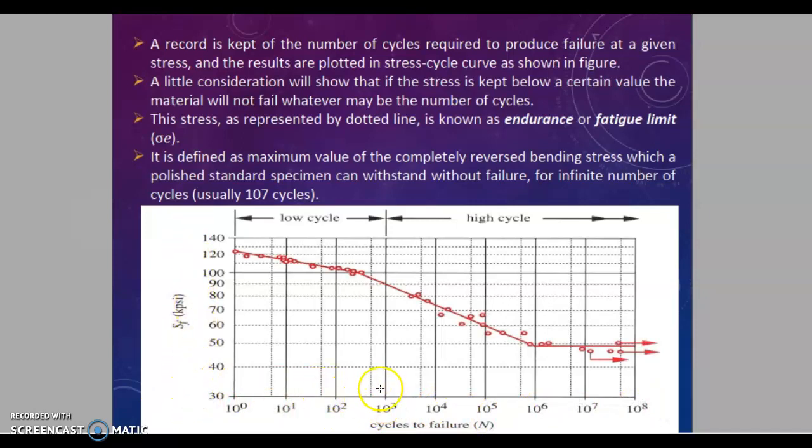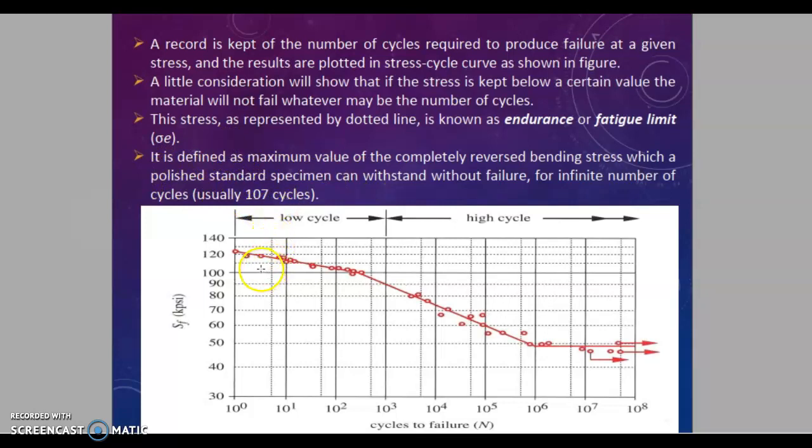Up to 10 raised to 3 cycles, this is called low cycles. From 10 raised to 3 to 10 raised to 7, this is called high cycles. And 10 raised to 6, or in some cases 10 raised to 7, is considered as an infinite number of cycles. Okay. So let's see how this experiment is performed.